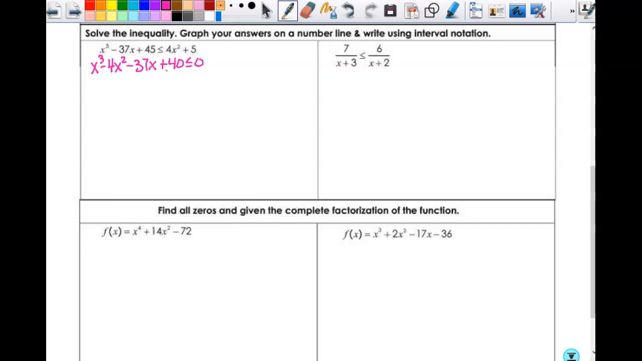Here's where we look for our possibilities. Okay, so in order to get our possibilities to factor, it's the factors of the constant term over the leading coefficient. So this is 1, so that's nice. So my possibilities here are plus or minus 1, plus or minus 2. 3 is not going to work. 4 works, plus or minus 4. 5 works. Then 8, 10, 20, 40.